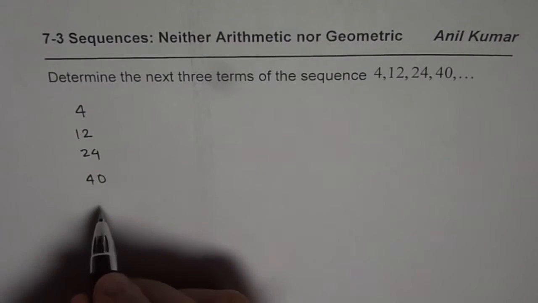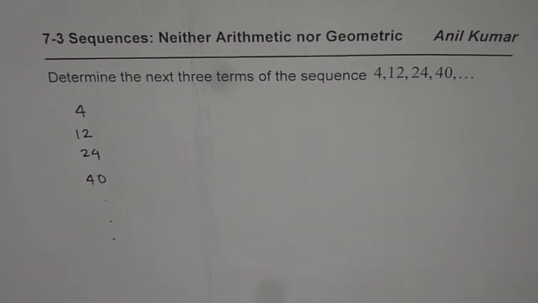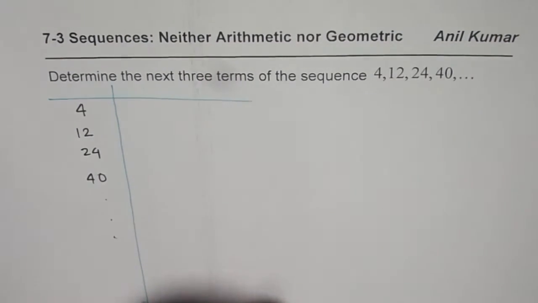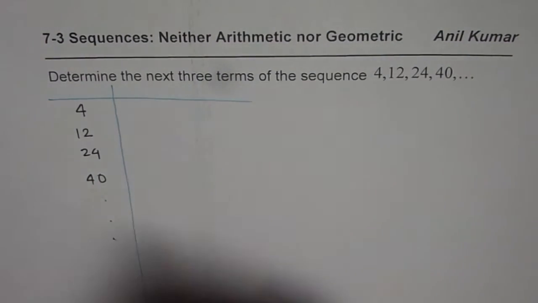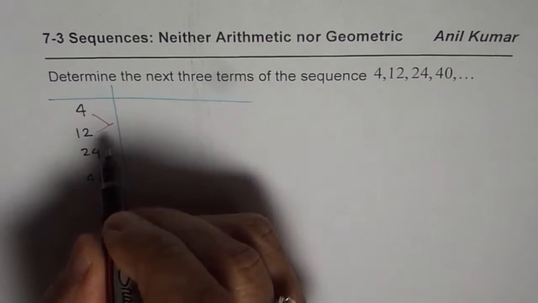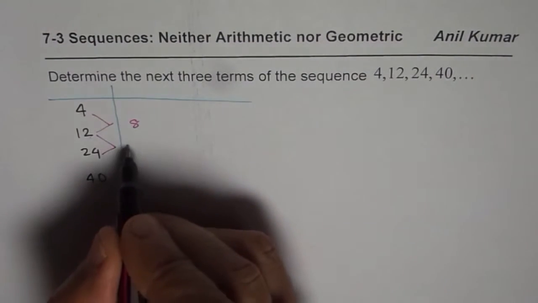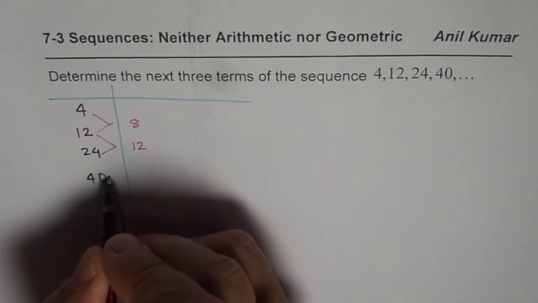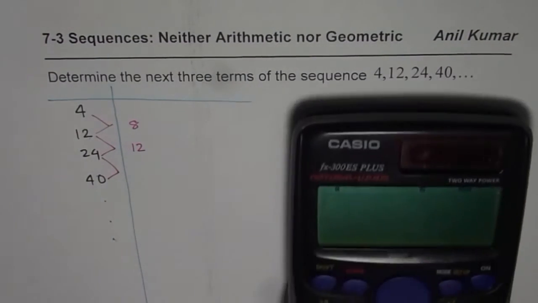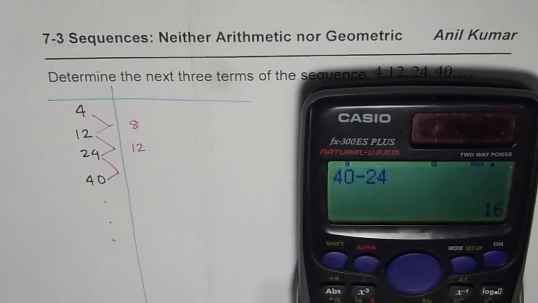Now to get the next three terms, what we can do is find the first difference and see if we get a clue of how the pattern is, and then probably we can find the other terms. So the first difference here is 12 take away 4, which is 8, and 24 take away 12 is 12, 40 take away 24. You can also use your calculator for this. Okay, let's use the calculator. 40 take away 24 is equal to 16.